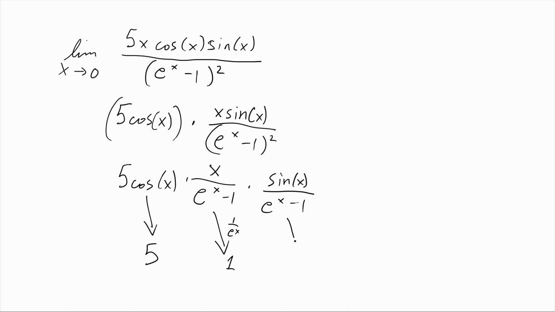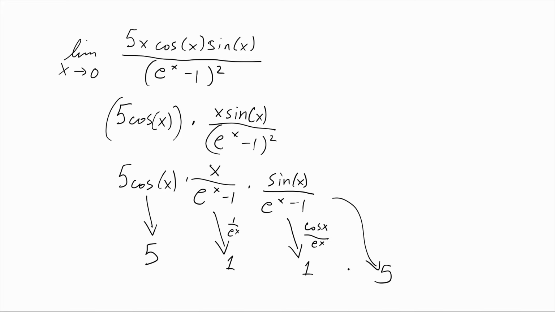What about this part? Let's think about that. It's 0 over 0. Derivative of the top is cosine. Derivative of the bottom is just e to the x. And then as 0 comes in, you get 1 over e to the 0. It's 1 over 1. It's 1 again. So the limit of the whole thing is 5.